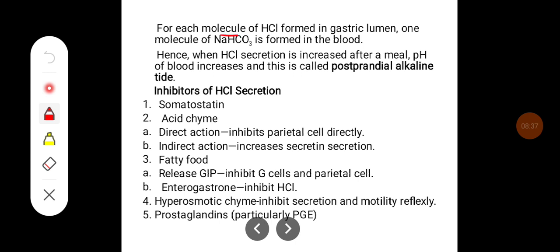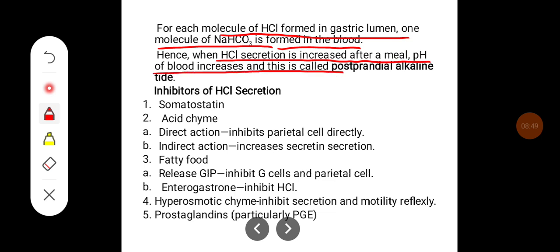For each molecule of HCl formed in the gastric lumen, one molecule of sodium bicarbonate is formed in the blood. Hence, when HCl secretion is increased after a meal, the pH of the blood increases, and this is called the postprandial alkaline tide. Some of the inhibitors of HCl secretion by the parietal cell are somatostatin and the acid chyme.